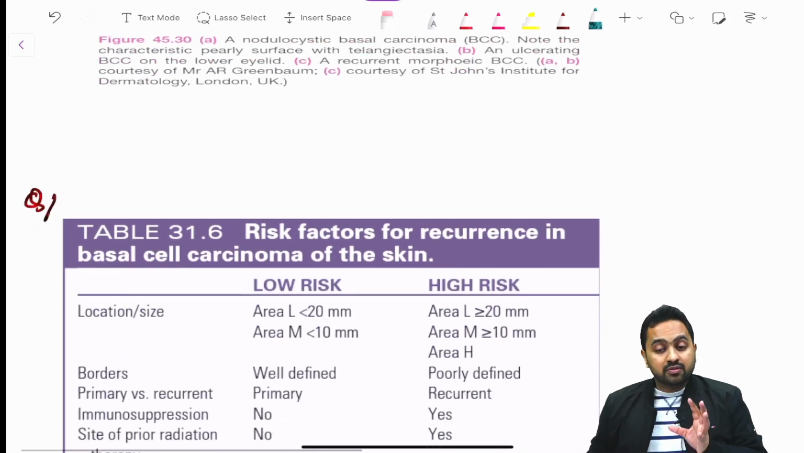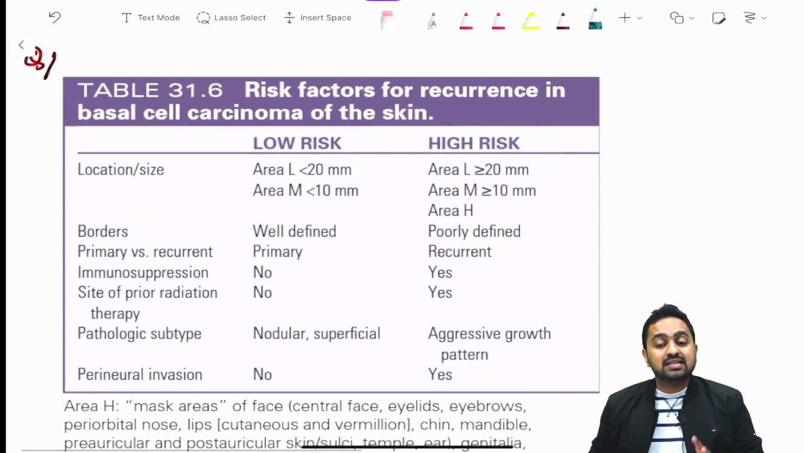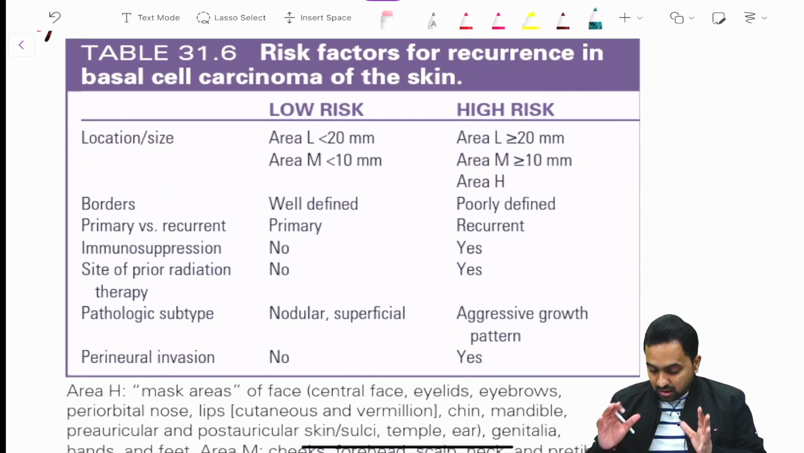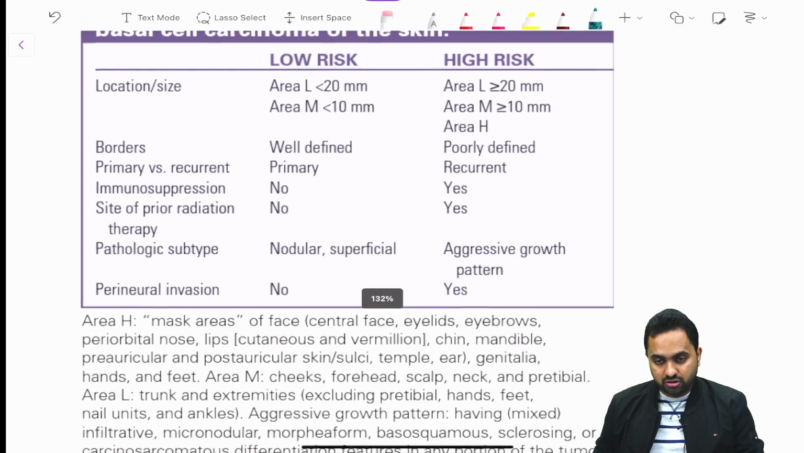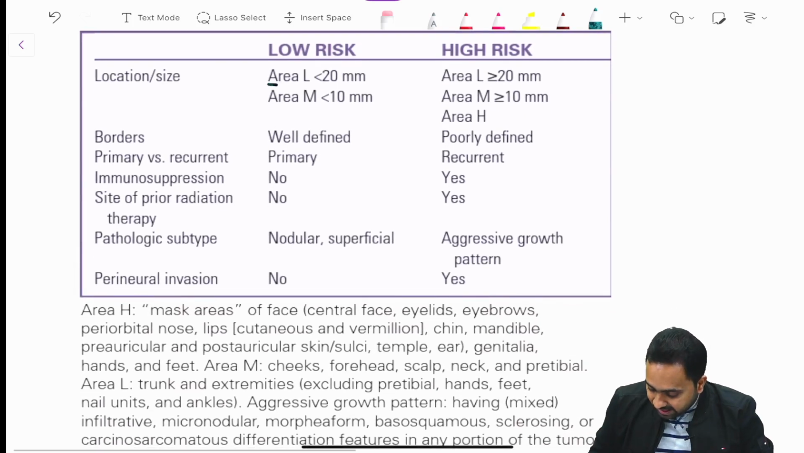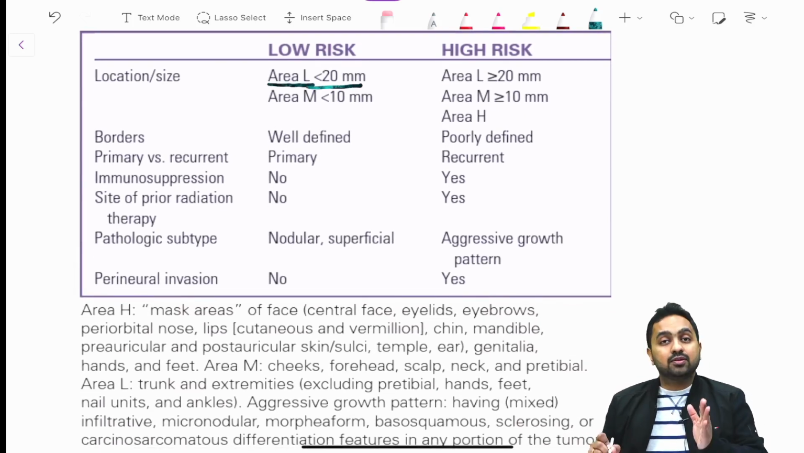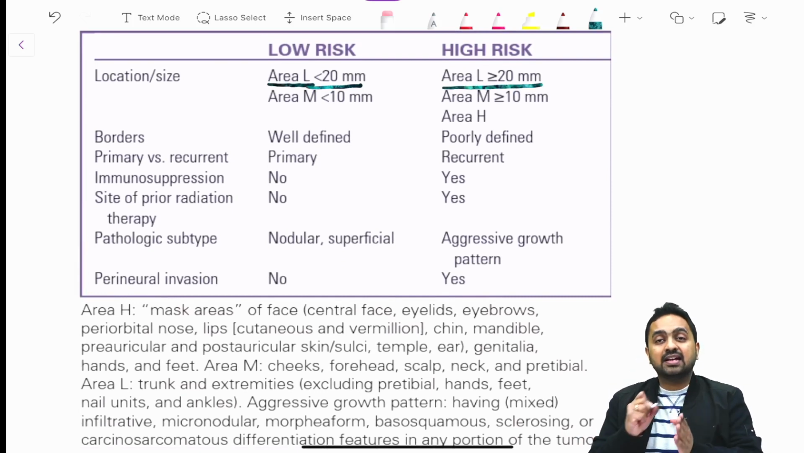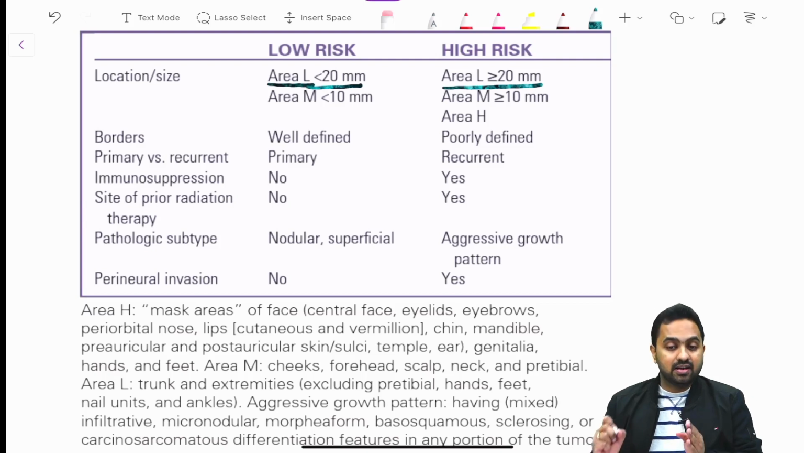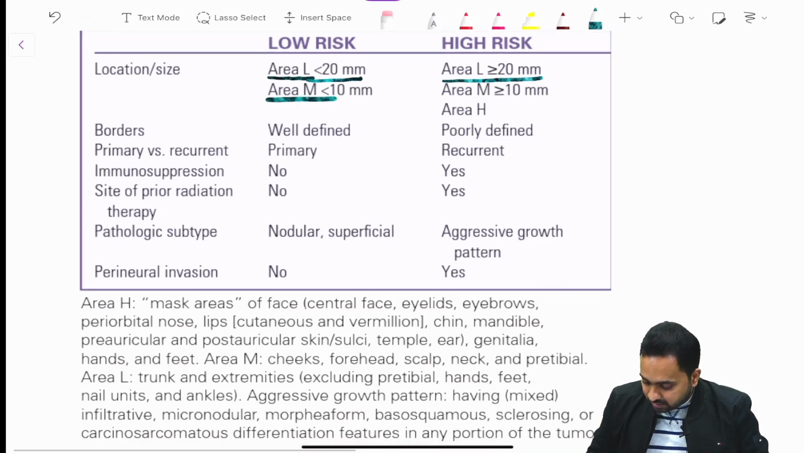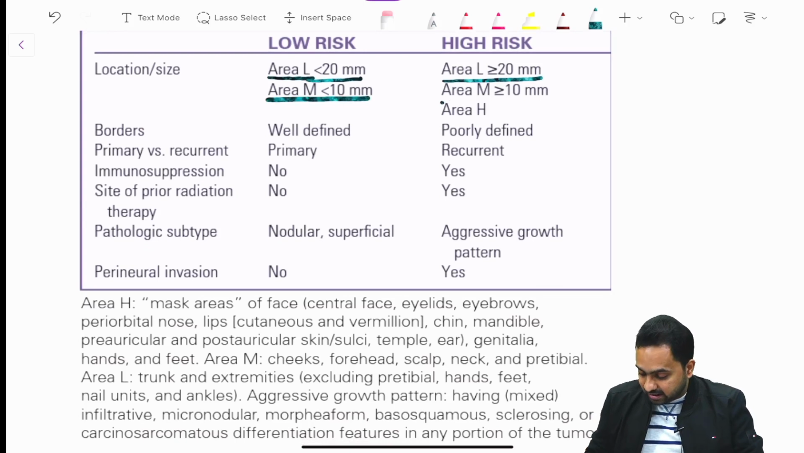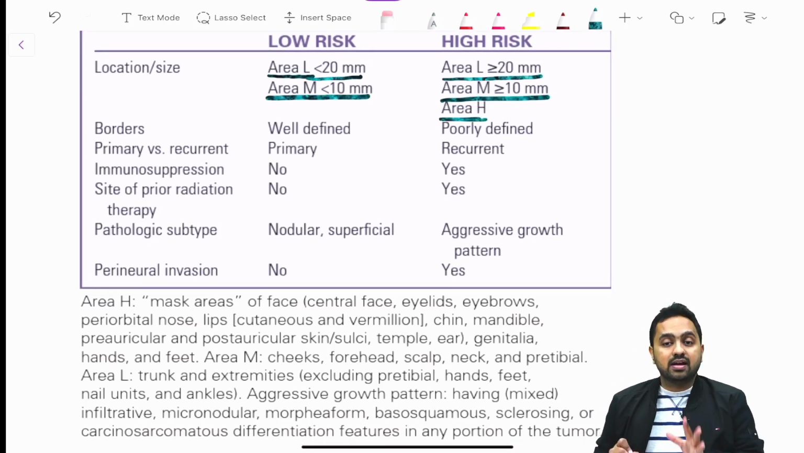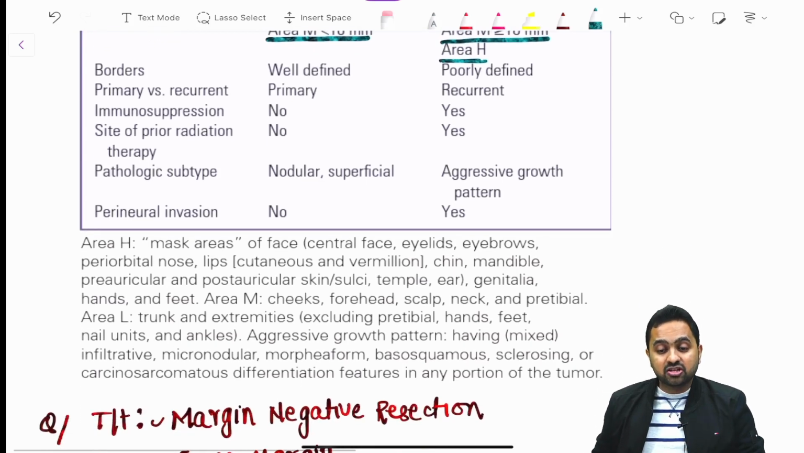Now, the risk factors for recurrence in basal cell carcinoma can be classified as low risk and high risk. So, on the basis of location, right. If it is area L and the size is less than 2 centimeters, it is low risk, and if it is area L and it is more than 2 centimeters, then it is high risk. Similarly, area M less than 1 centimeter is low risk, and area M more than 1 centimeter is high risk, and area H is high risk. So, what are these areas H, L, and M?